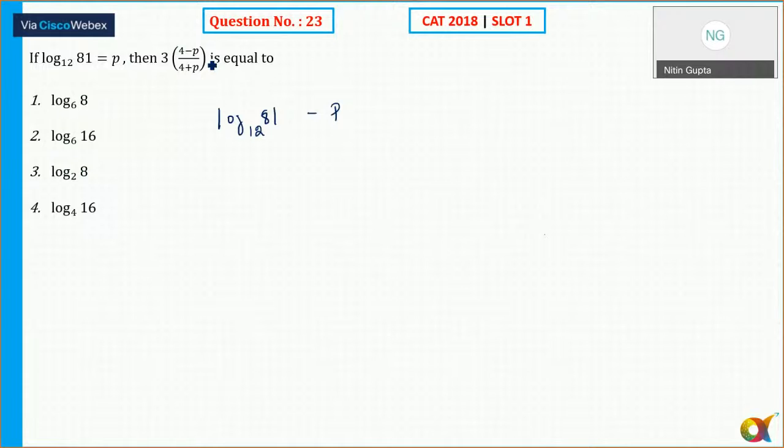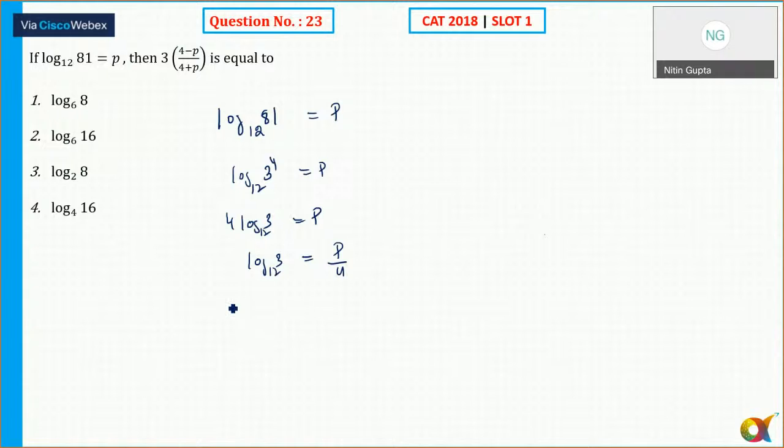So I can see 4 minus P upon 4P plus P. So from there I'm getting the answer hint that this is equal to nothing but log of 3 raised to power 4 to the base of 12, which is P. So I'm getting 4 log 3 to the base of 12 equal to P. So log 3 to the base of 12 is equal to nothing but P by 4.